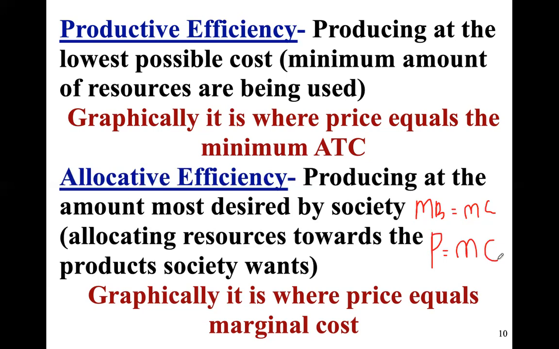How much do you value those new sunglasses that you bought on Amazon last weekend? Well, how much were you willing and able to pay for them? No one forced you to do it. So we could say that the marginal benefit to society is the price that society's paying. So graphically, if we find the point where the price equals the marginal cost, then we are being allocatively efficient.